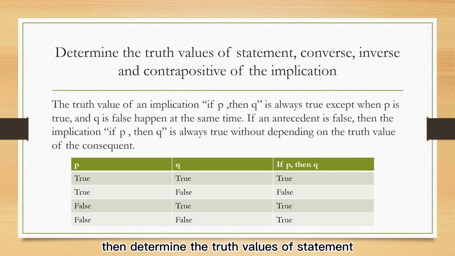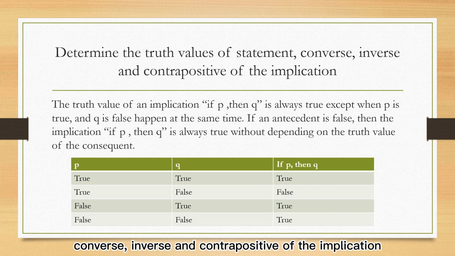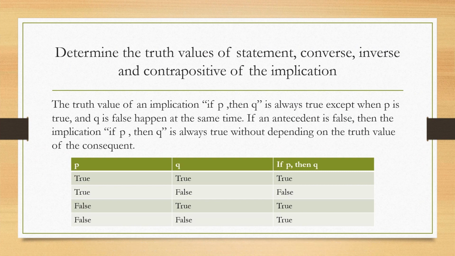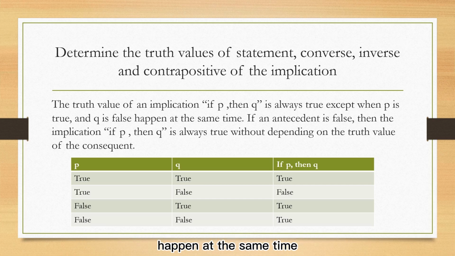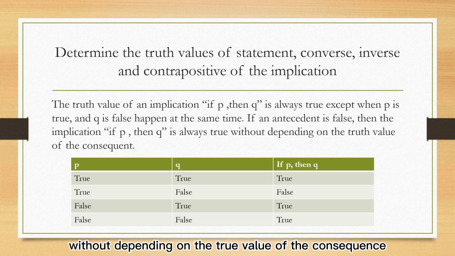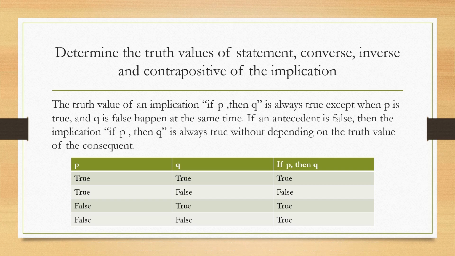After that, then define the true value of the statement, converse, inverse, and contrapositive of the implication. The true value of an implication, if P then Q, is always true, except when P is true and Q is false, happening at the same time. If an antecedent is false, then the implication, if P then Q, is always true, without depending on the true value of the consequent.